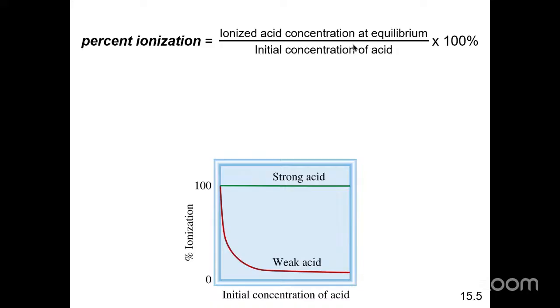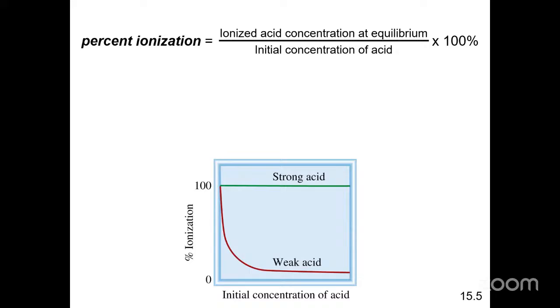So this is the same thing. This is the ionized acid concentration at equilibrium, which would be the concentration of H+ divided by the initial concentration of the acid times 100%. And what you're going to find is that in the case of weak acid, as you increase the initial concentration of the acid, the percent ionization will decrease. For strong acids, the percent ionization will be 100% regardless of what the concentration of the acid is.